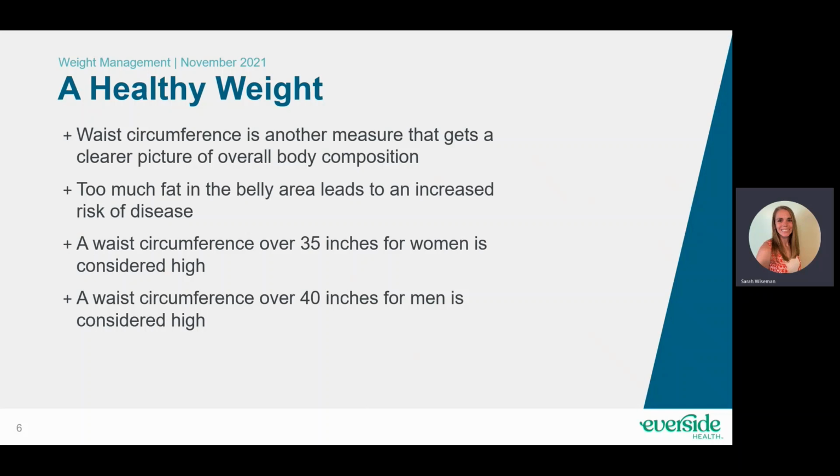Waist circumference over 35 inches for a woman or 40 inches for men is considered high. And again, this is just giving us a better picture. Not a perfect picture, but a better picture of our health risks than BMI alone.